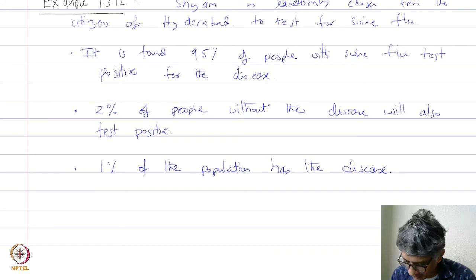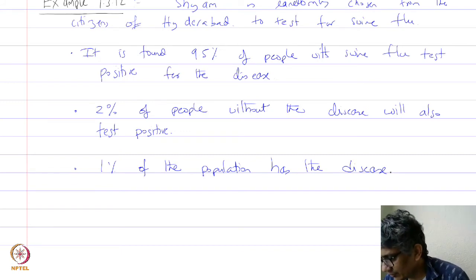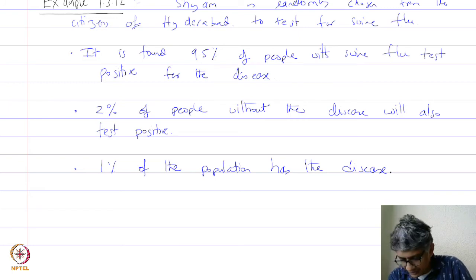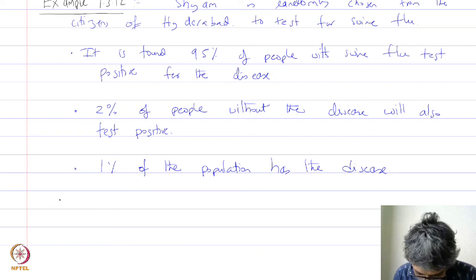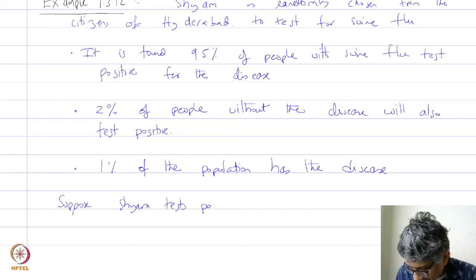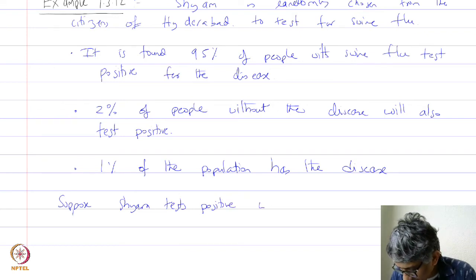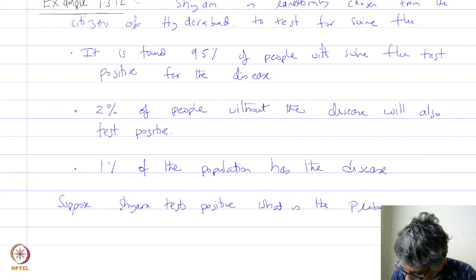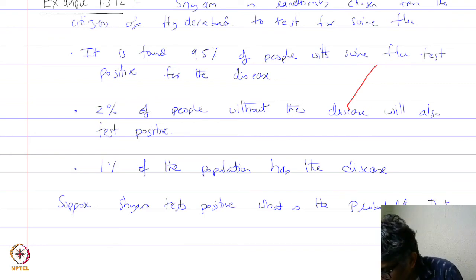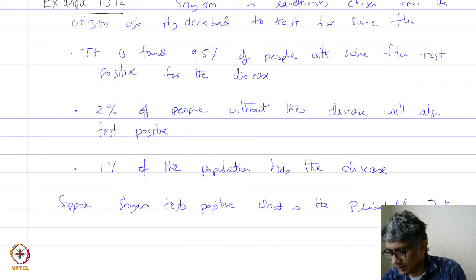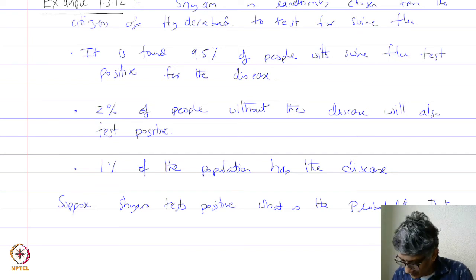So then I do this. I tell you that Sham tests positive. Suppose Sham tests positive. What is the probability that Sham has the disease?